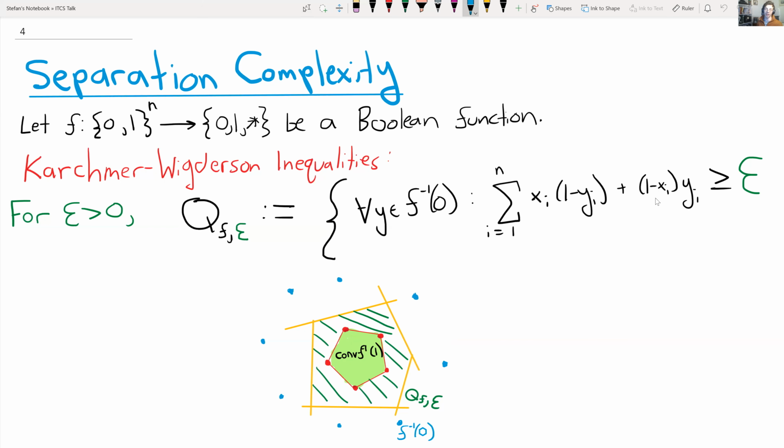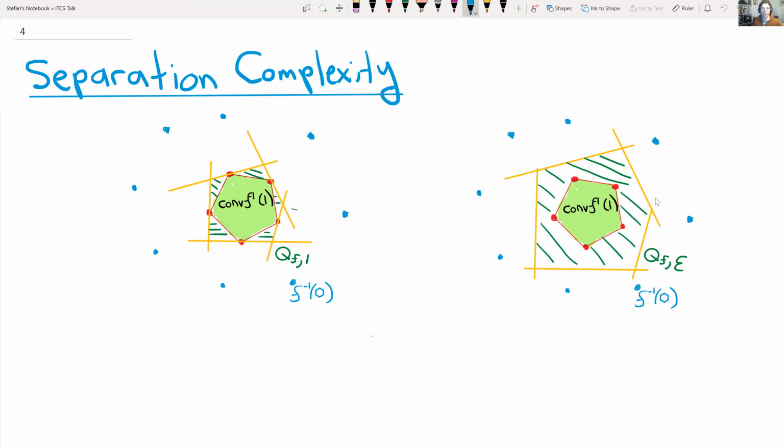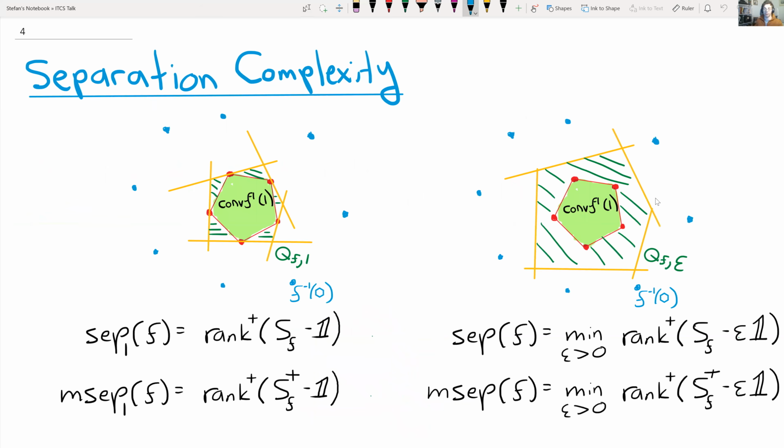So potentially you could have a smaller extension complexity of some polytope that lies between the convex hull of the ones and QF epsilon than you might have with QF1. And so we can see that here with QF1 being right up against the convex hull and QF epsilon giving more breathing room. So we can, as Robere did, define formal complexity measures here with separation complexity.